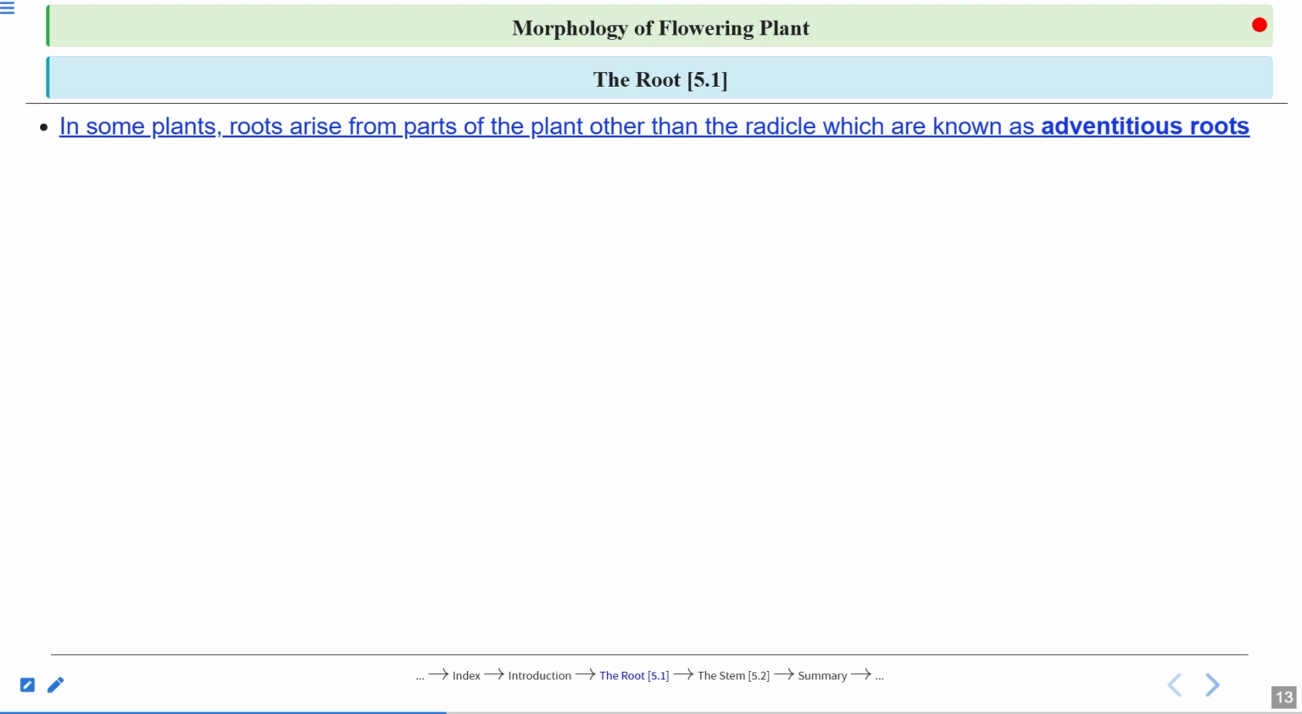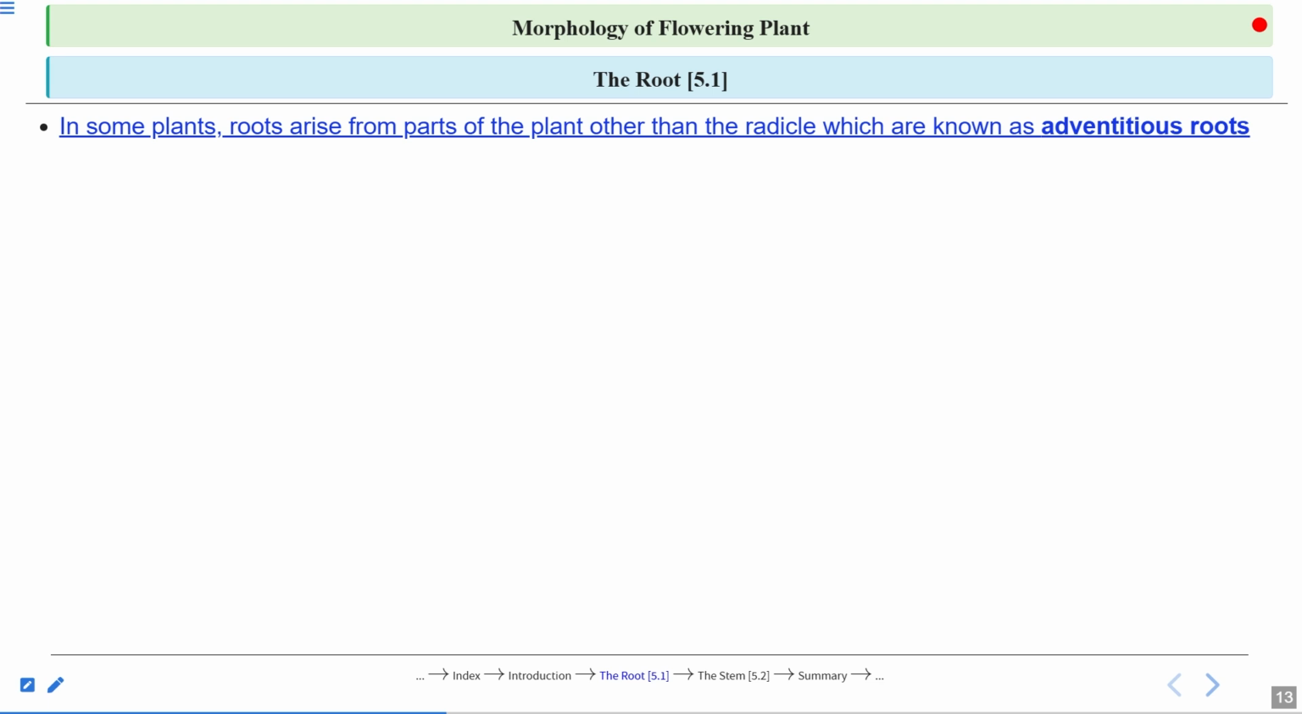Now in some plants, the roots arise from parts of the plant other than the radicle, which are known as adventitious roots. It means that generally the root arises from the radicle. The root is formed from the radicle part only. But in a well-grown plant, at some point, different parts of the plant start giving roots, right? So that root is called an adventitious root.